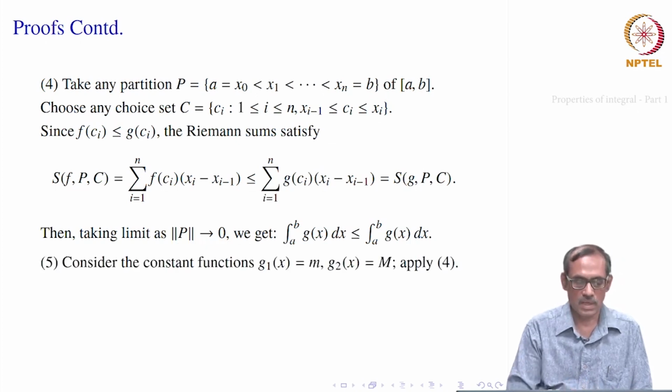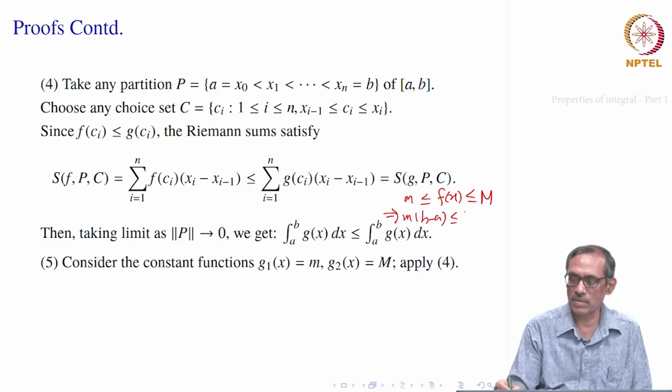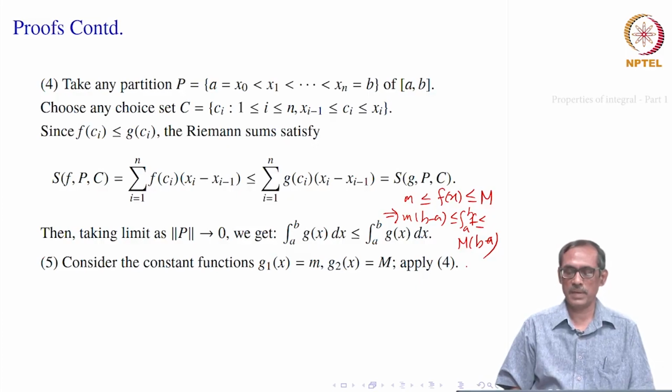Now, we come to the fifth one, where we have small m less than or equal to f of x less than or equal to capital M, then that would give m into b minus a less than or equal to the integral of f of x less than or equal to capital M into b minus a. That is our fifth property.